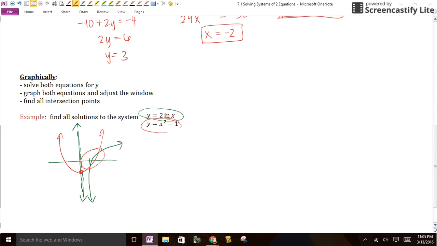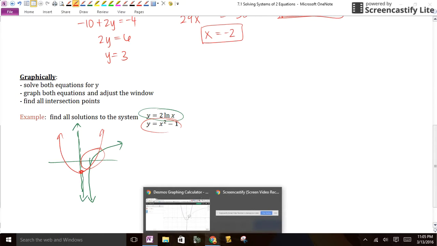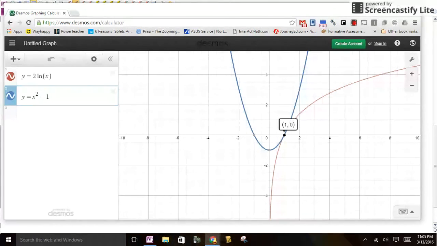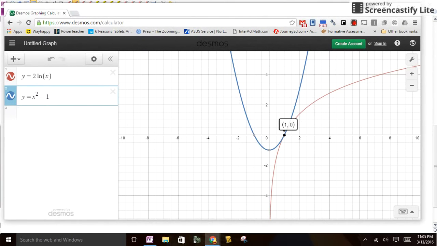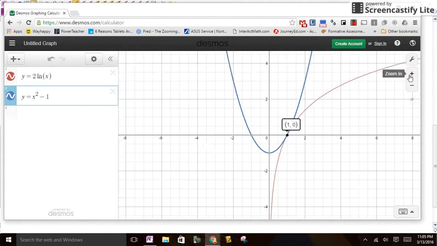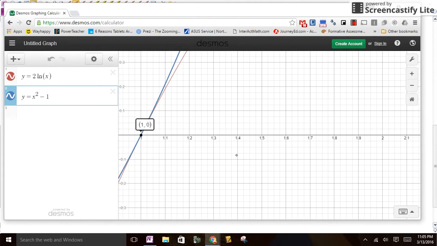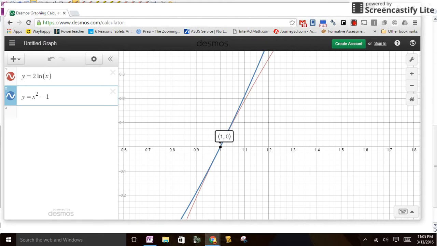Now, this is where I'd get a calculator and I'd type them in and I find the intersecting points. Or for those of us who love the people at Desmos, boom, you can see I typed in 2 natural log of x, got my red arc. I then typed in x squared minus 1, got my blue parabola, and it turns out that, yep, they only intersect that one time. I mean, I could zoom in here and see there's not any more intersections. So that's it. So I know the answer is 1.